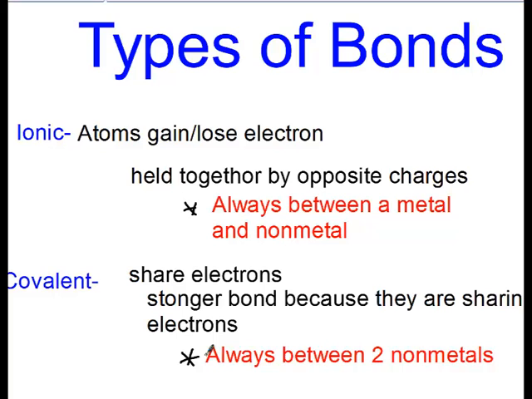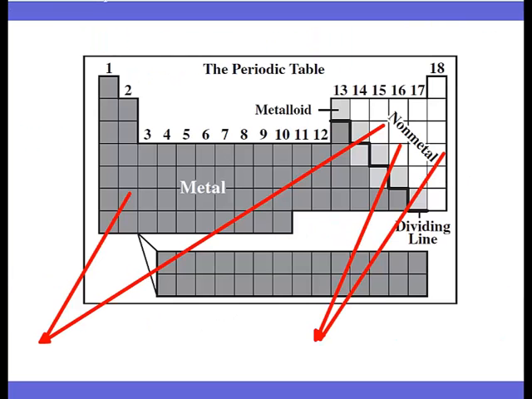Okay, so it's important that you're able to recognize where those are on the periodic table. So if we look on the periodic table, we've got our metals on the left-hand side of this staircase right here. And we've got our nonmetals on the right-hand side. So if I've got a bond between some metal and some nonmetal, the type of bond that we would get out of that is an ionic bond. If I take two nonmetals and I form bonds with those, I'm going to get a covalent bond.